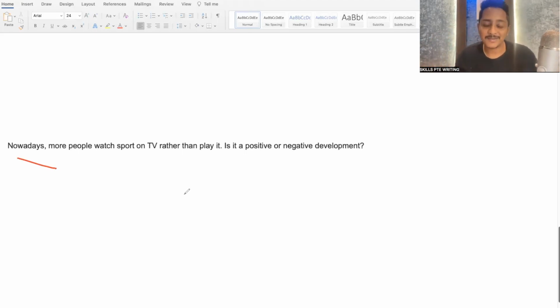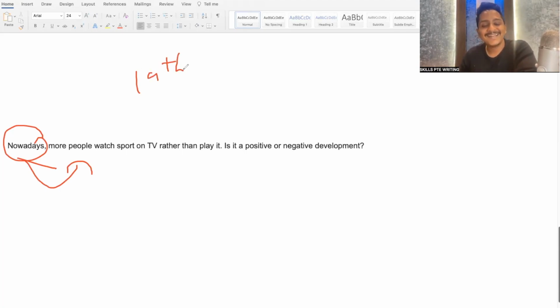99% of the people assume they have written everything perfectly. They wouldn't even read the question. And they say, I read everything and wrote correctly. Nowadays, they would have forgotten to explain the current scenario. They would have given an example of the 19th century. How will marks come? Every word is important when you read a question.